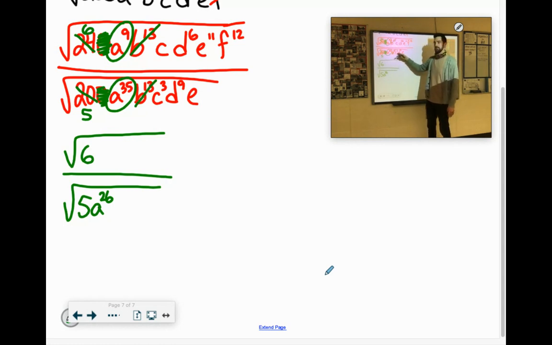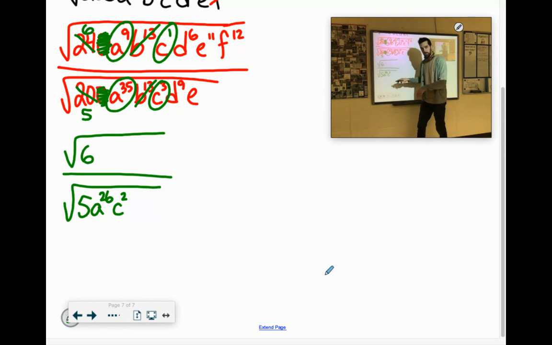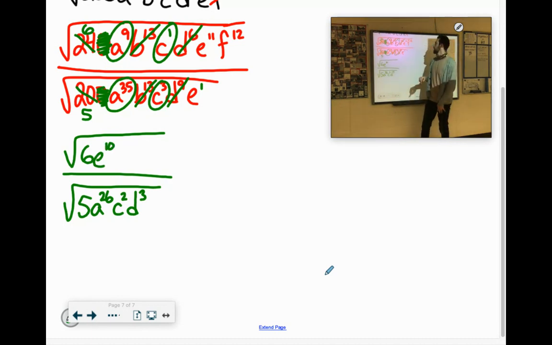The c's, we have c to the 3rd in the denominator. We have c to the 1st up top. So there are 2 more c's in the denominator. Those are handled. We have d to the 6th over d to the 9th. So there are 3 more in the denominator. Those are handled. E to the 11th over e to the 1st. There are 10 more e's up top. And we have the f to the 12th up top.